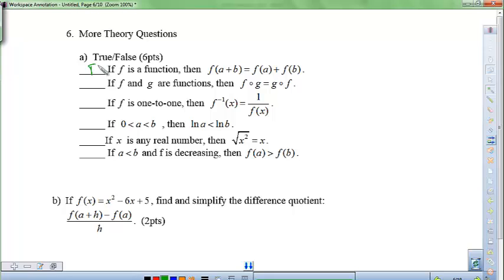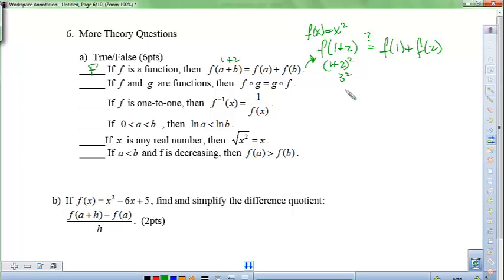This is false, and usually when things are false it's always good to think about a counterexample. The easiest counterexample would be, let's say f of x is equal to x squared. Then f of, let's put 1 and 2 here, f of 1 plus 2. Is this equal to f of 1 plus f of 2? Well, the square says we take whatever's in the parentheses and we square it, and 1 plus 2 is 3 squared, and that's equal to 9.